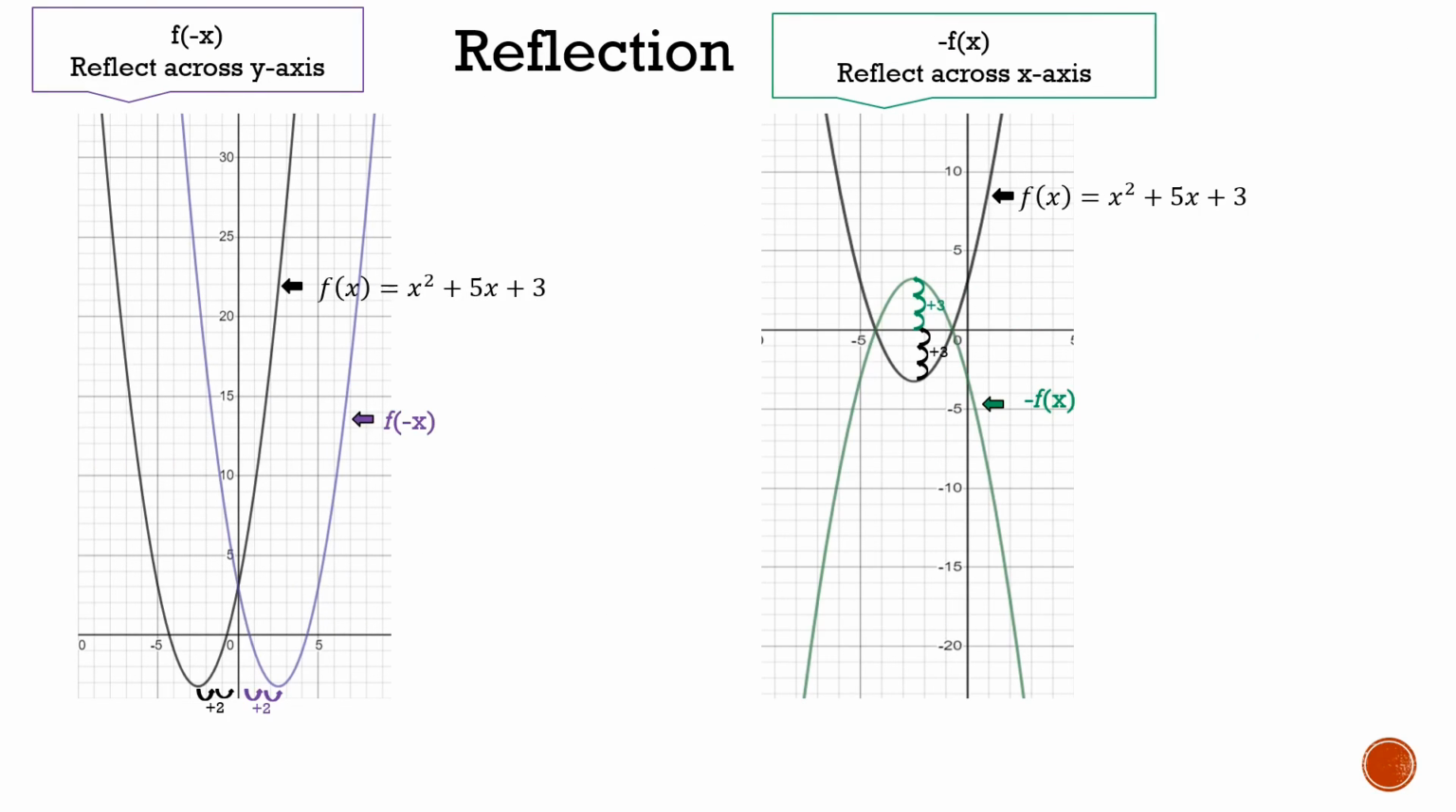The quadratic function has two reflections. One is f(-x). It is just reflecting the curve across the y-axis. Another one is negative f(x). It is reflecting the curve across the x-axis.